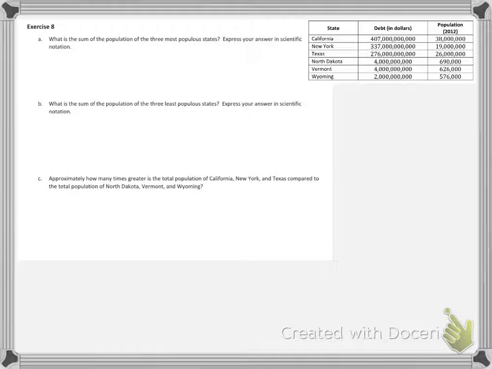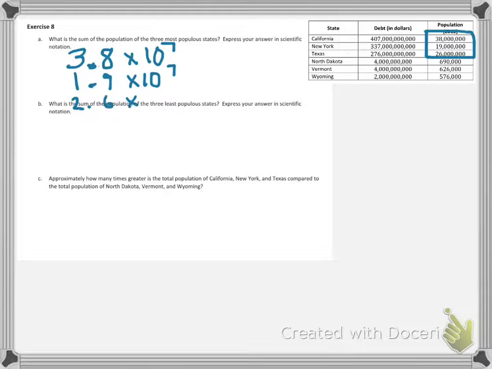Okay, let's use those figures again, and this time we're going to use the sum of the population. So we're taking the population this time of the 3 most populous states. And let's see, I'm going to move 7 decimal places. So this is going to be 3.8 times 10 to the 7th power for California, then I'm going to have 1.9 times 10 to the 7th. And finally 2.6 times 10 to the 7th.